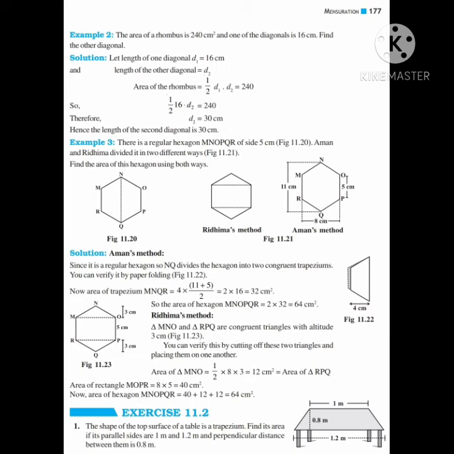So all the three quantities are given. You just have to substitute it in the formula of area of trapezium. That is half into sum of parallel sides into height. And you will get the answer in square meter. Okay. Now look, second sum.